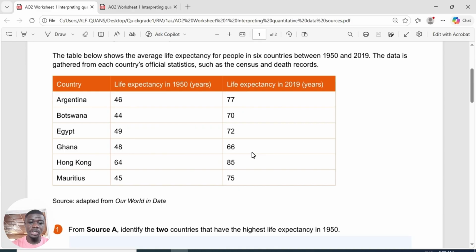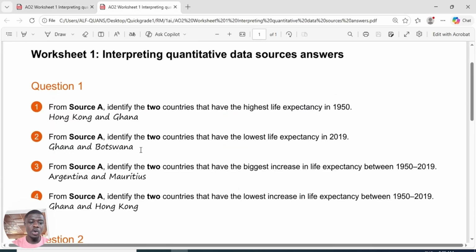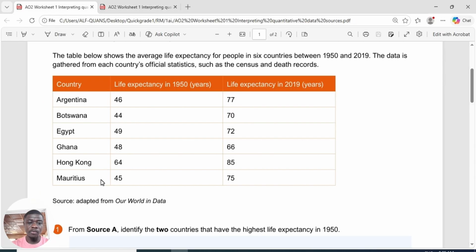So if I take Mauritius in 1950, and I deduct it from the life expectancy in 2019 of Mauritius, you see that the increment is 30. So you have to do it for all the data to see the difference, then you pick your two best answers. And so if you look at it, it is Argentina and Mauritius. Mauritius is 45 in 1950, and then there was an increment of 30, making it 75 in 2019. So you always have to do this calculation to get your full answer.